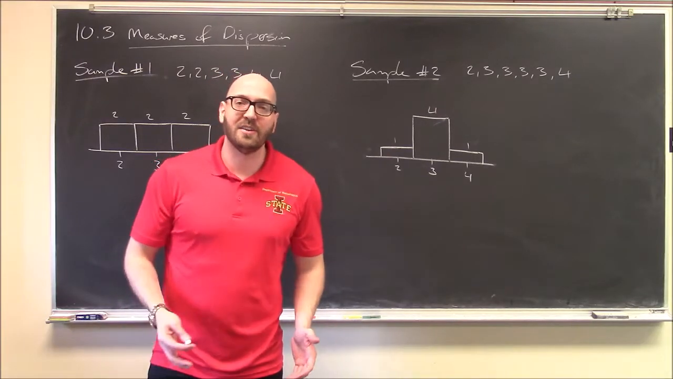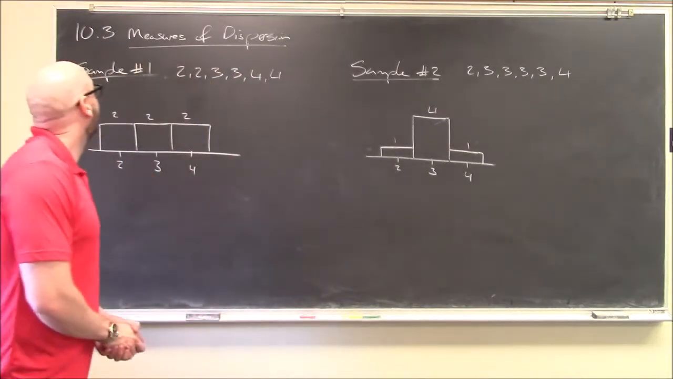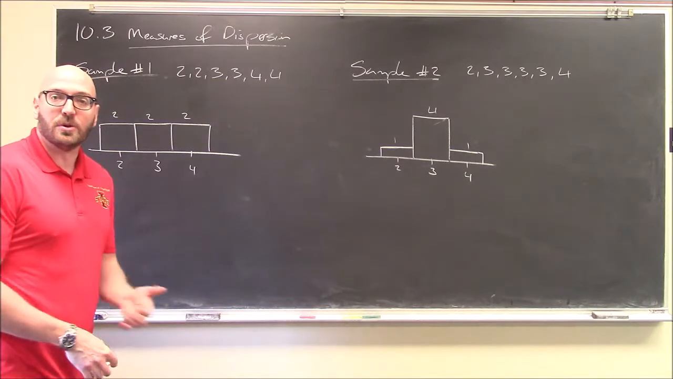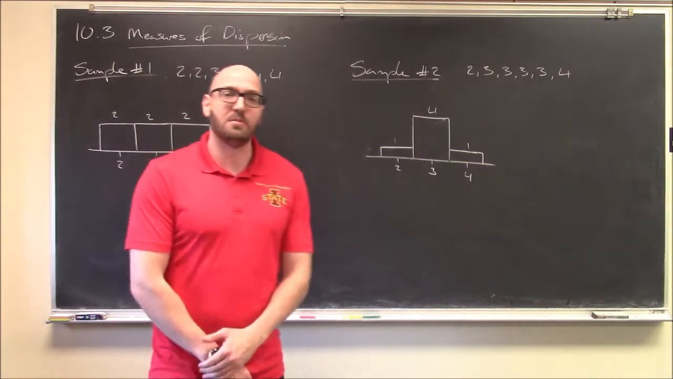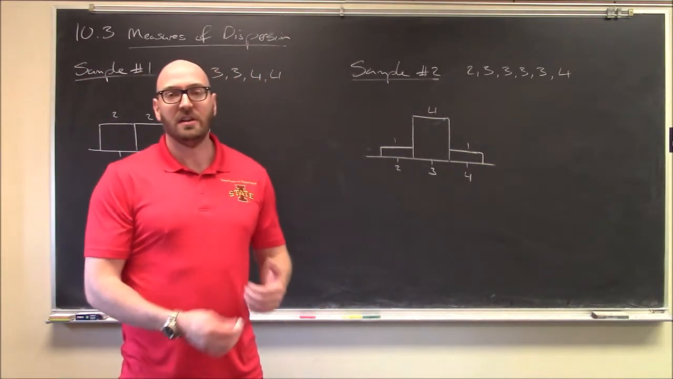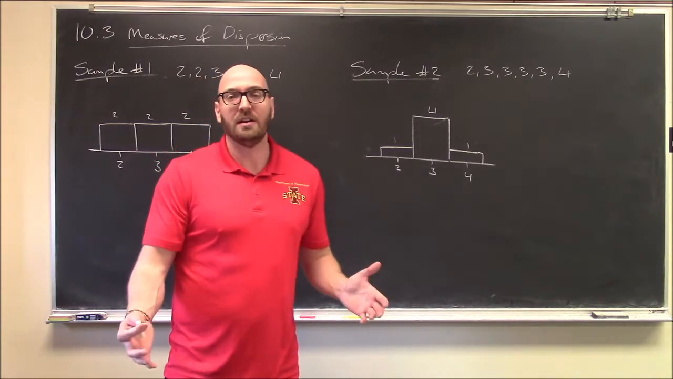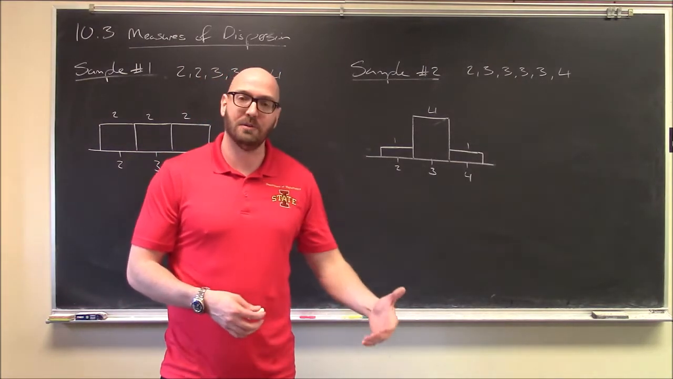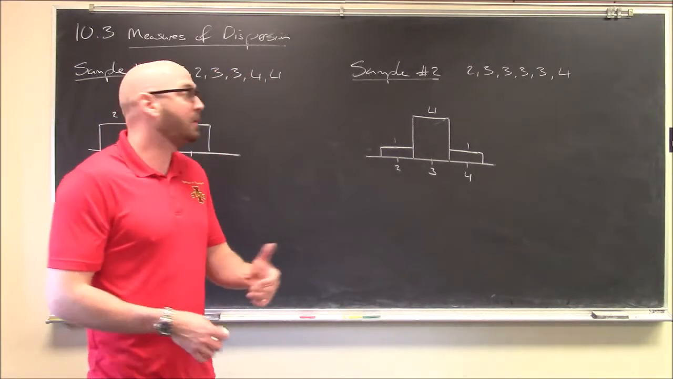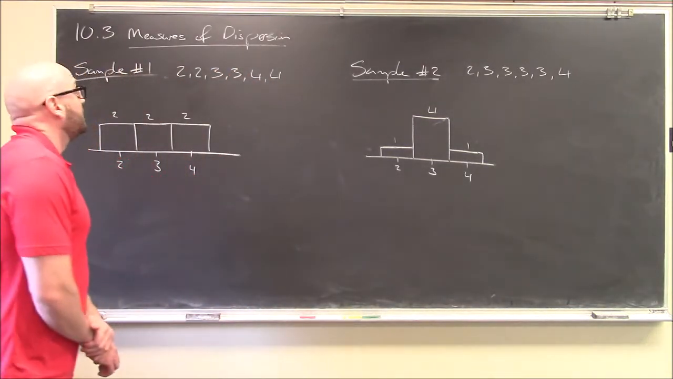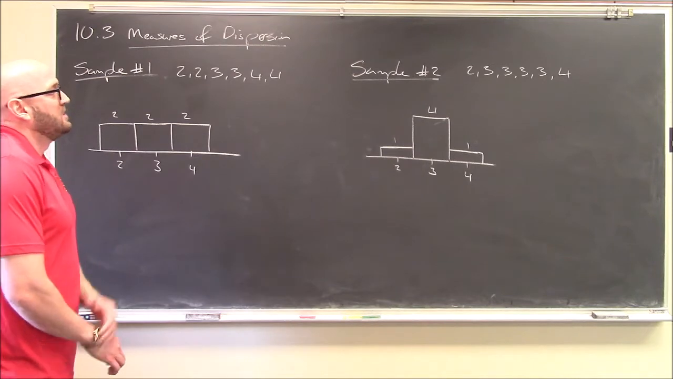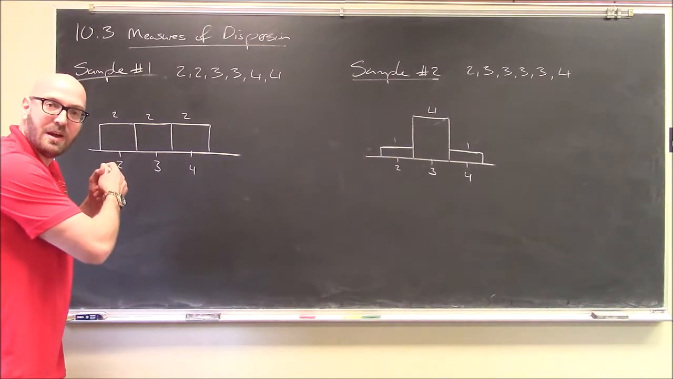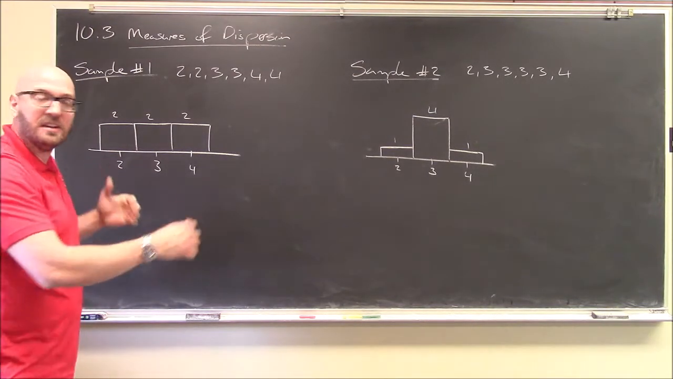Finally, we have our very last section of Math 150. It is 10.3 on measures of dispersion. So last time, 10.2, we had measures of central tendency, which, given some sample of data, we were trying to find the approximate midpoint of the data, right? That's what mean, median, mode did. Measures of dispersion are measures of how widely dispersed your data actually is.